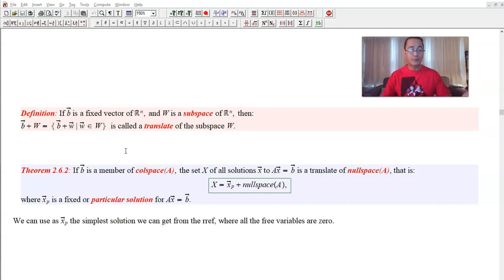So if W is a subspace, we can write B plus W to mean the fixed vector B plus w, where w is from the subspace.